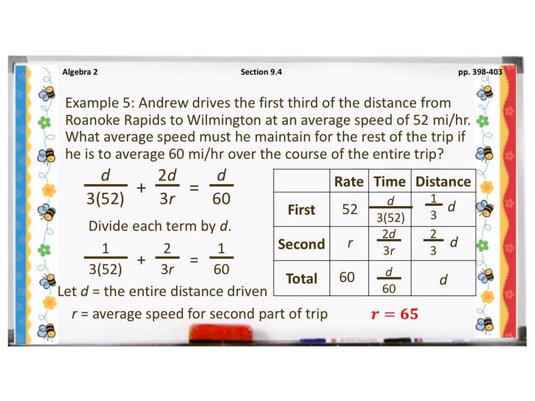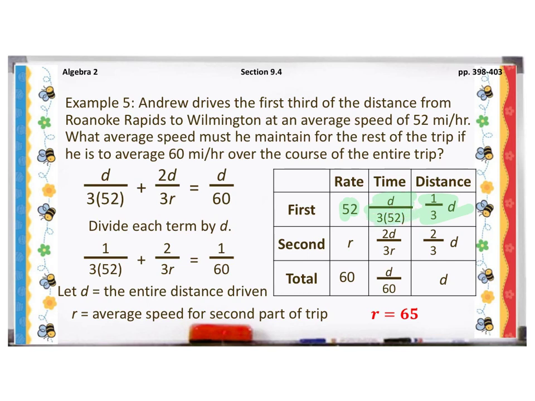Okay, so we have some equations in here to figure out. All right, we have rate, time, and distance. We know his rate for the first time period, or distance, which is 1/3. The distance is 1/3 the total distance. The time is distance over rate. My distance is 1/3 d over my rate, which is 52. That gives me this expression right here.